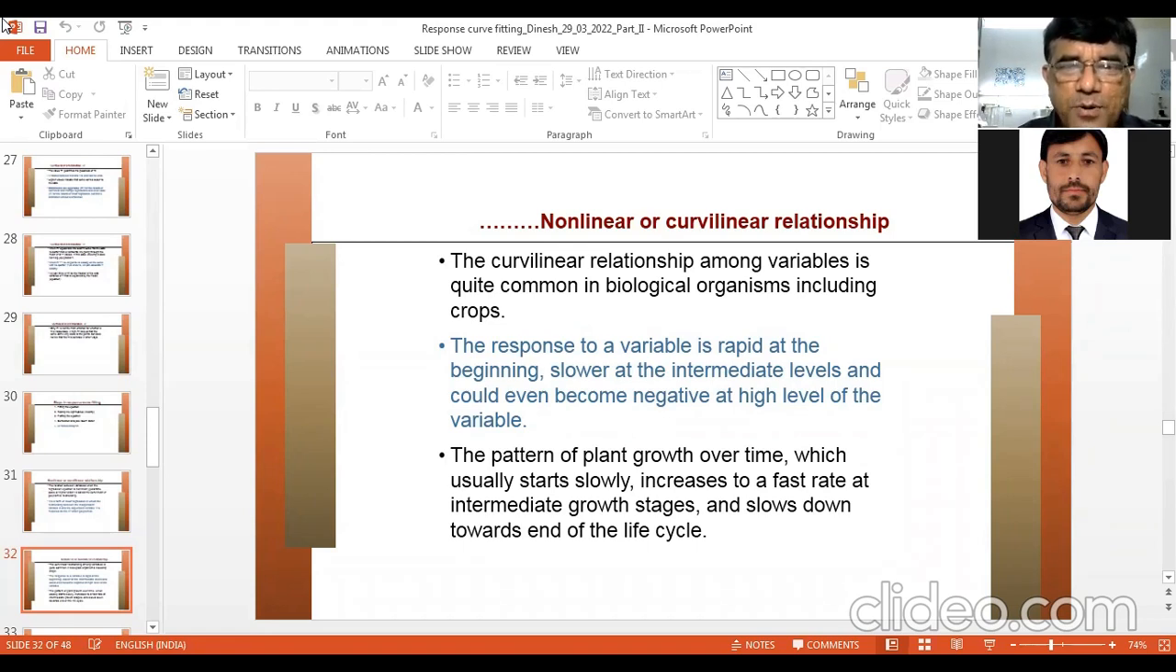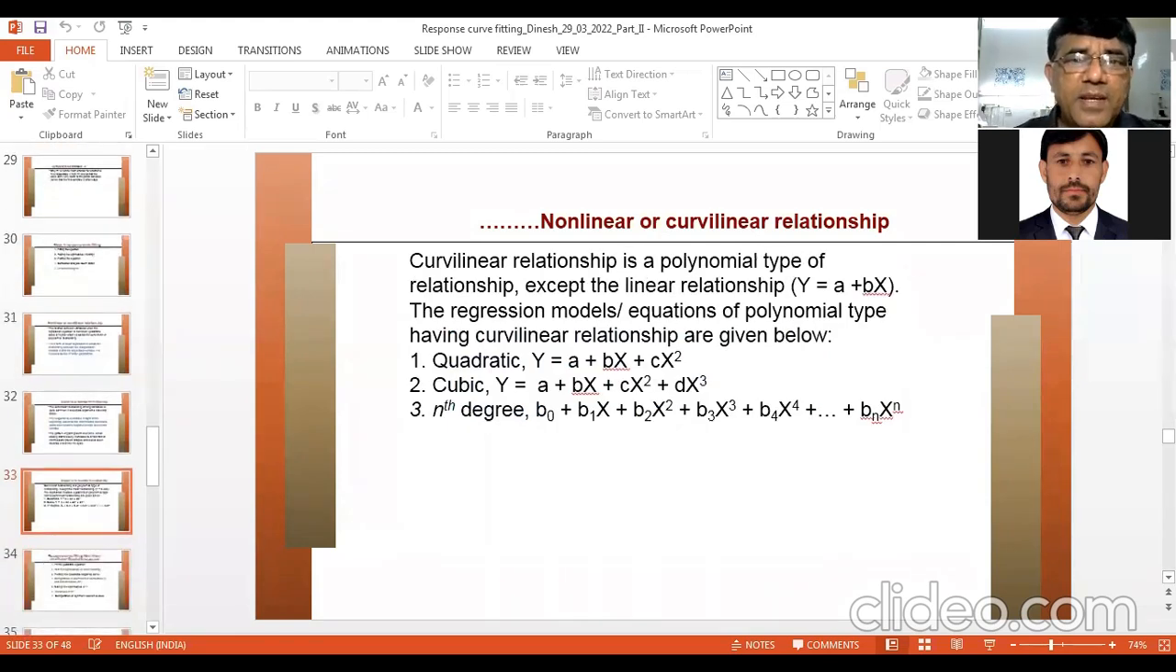The pattern of plant growth over time shows a curvilinear kind of relationship. Curvilinear relationship is a polynomial type of relationship, except the linear relationship, y is equal to a plus bx. The regression models or equations follow here. Quadratic.